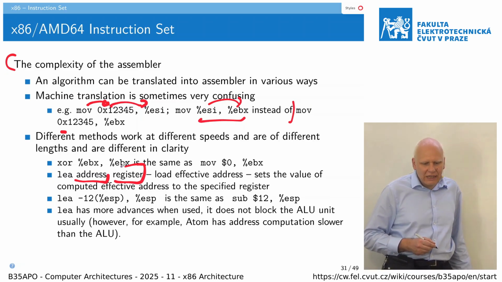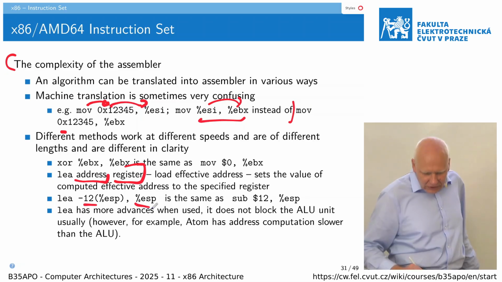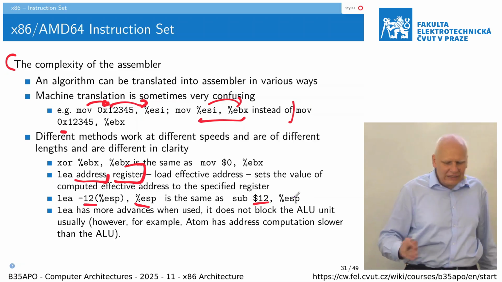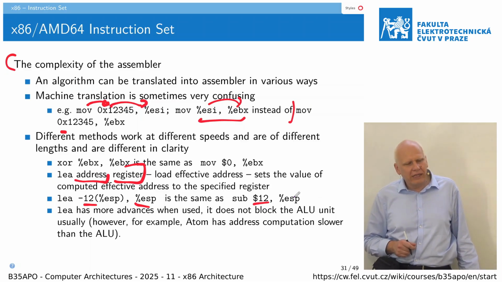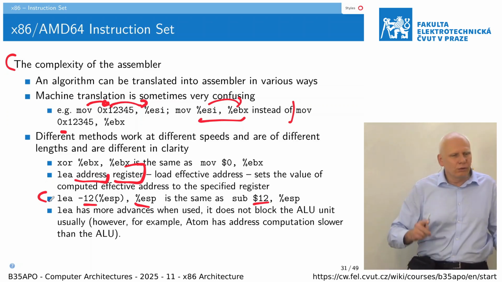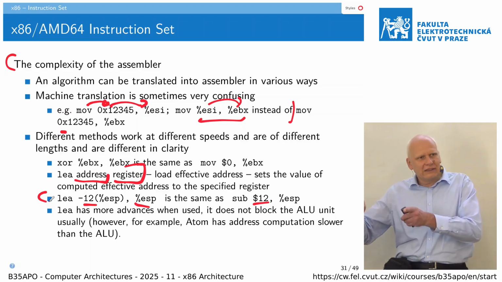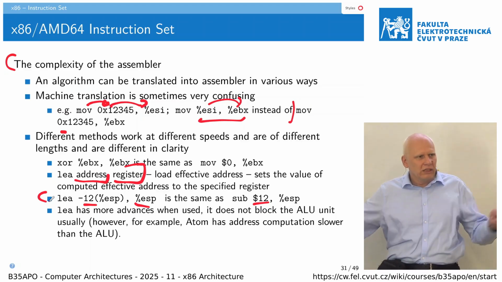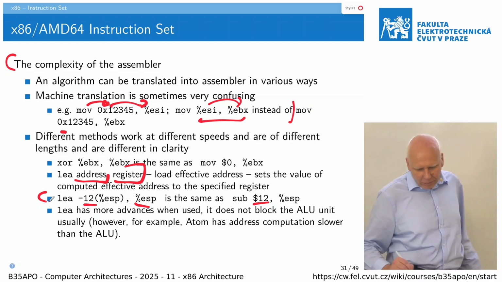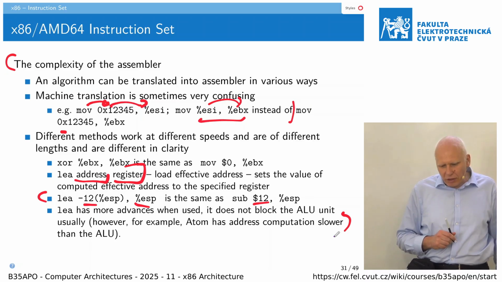So in this case, for example, you can say that this operation is the same as subtracting 12 from the ESP. In this case, it is not a big win to use this operation. But if you, for example, want to add one value, another value multiplied by 2, and add some immediate value, then you can combine all this into the single load effective address operation and use this complex instruction.